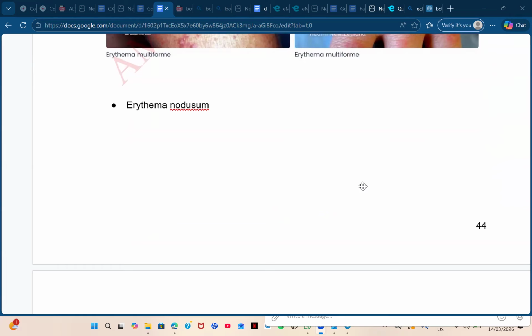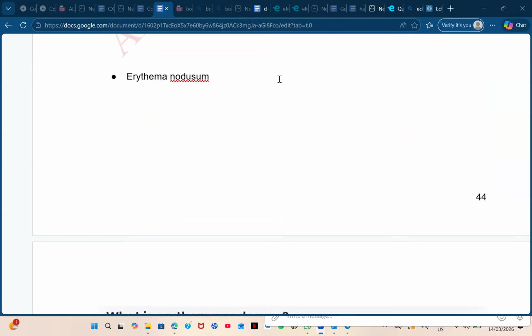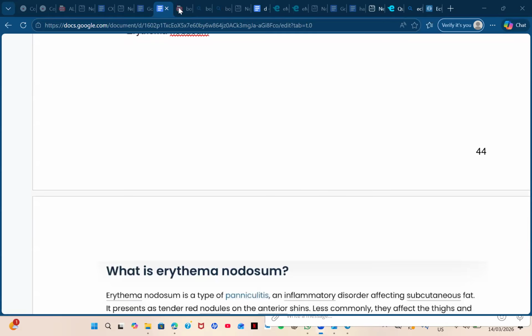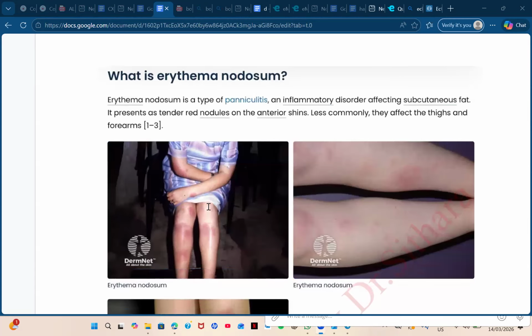So what do you know about erythema nodosum? Tell me about erythema nodosum. What is it? What is erythema nodosum, doctors? They can ask about it in different cases, like we have seen, right? So erythema nodosum, what is it?